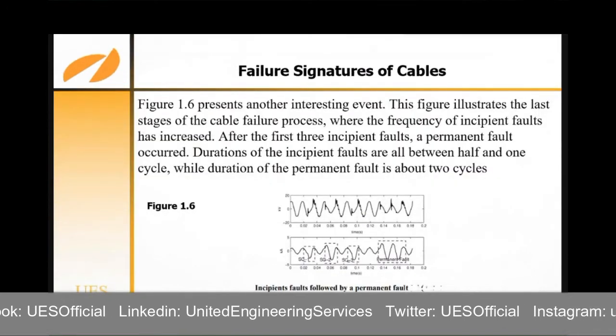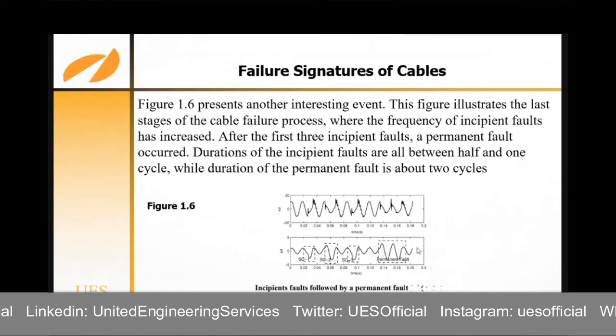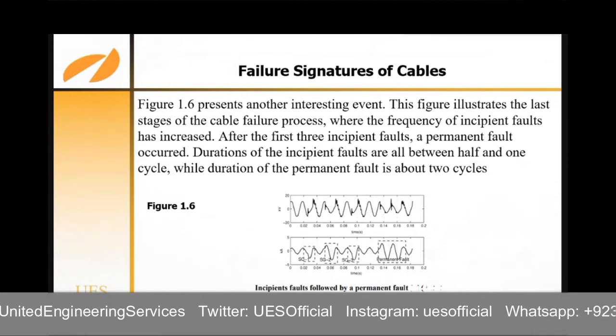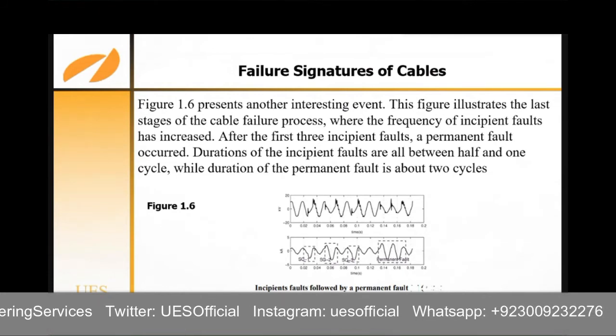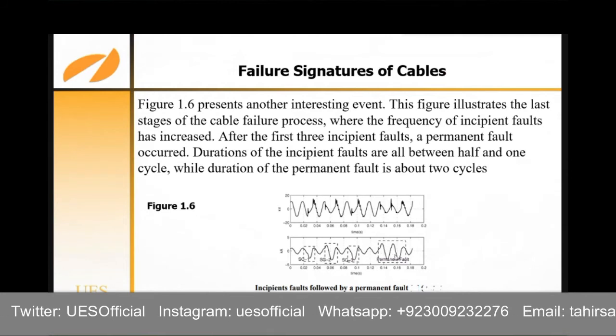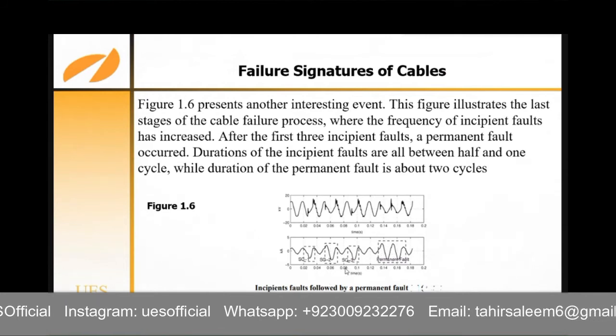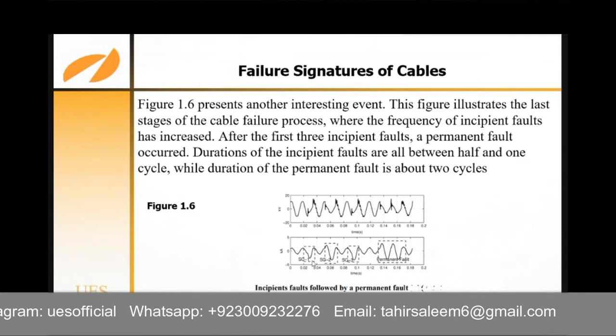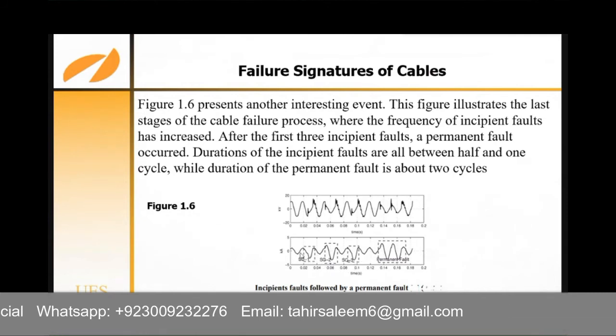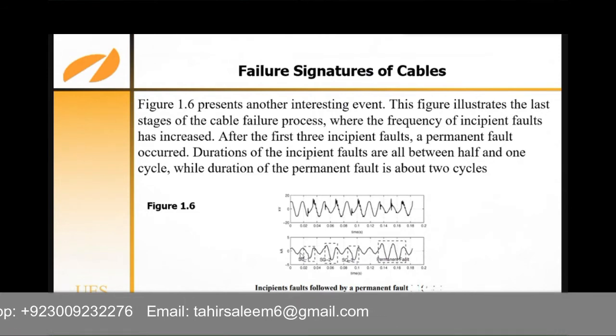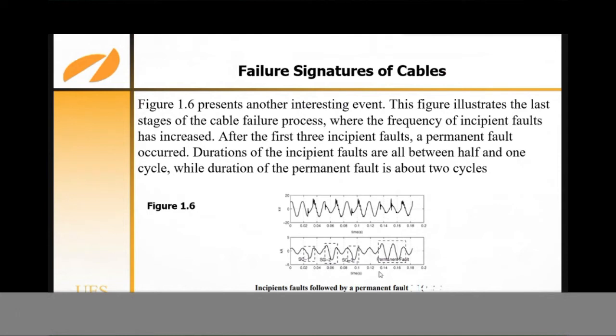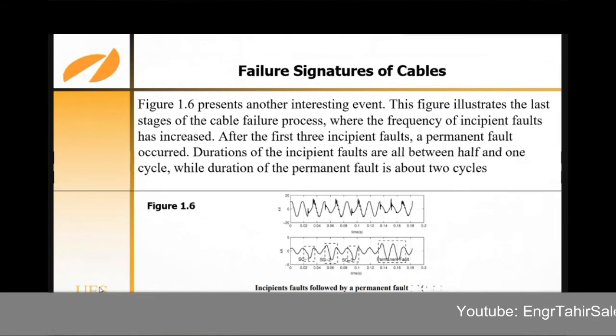Now, incipient fault followed by permanent fault. This is also the same kind of permanent fault, but in this one, the incipient fault has just recently occurred. So these are the three incipient faults you can see here. These three incipient faults have the potential to cause the equipment to fail in the same waveform, and this is a more severe fault than the previous one.